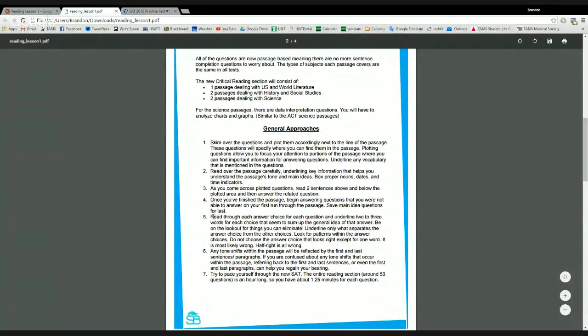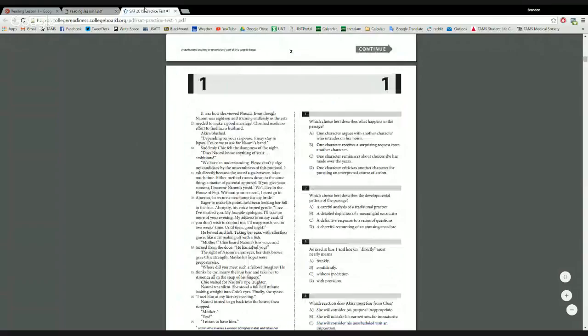Okay. Read through each answer choice for each question and underline 2 to 3 words for each choice that seem to sum up the general idea of the answer. Be on the lookout for things you can eliminate. Underline only what separates the answer choice from the other choices. Look for patterns within the answer choices and do not choose the answer choice that looks right, except for one word. It is most likely wrong. Half right is all wrong.